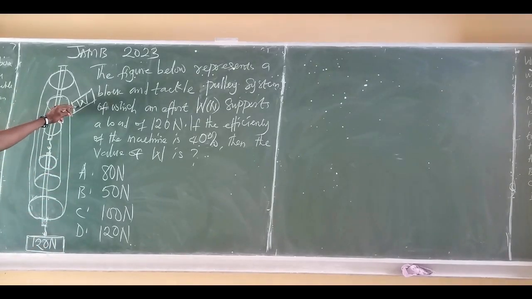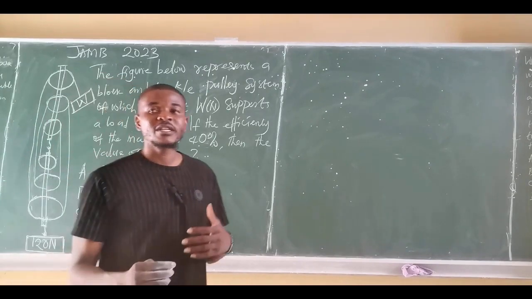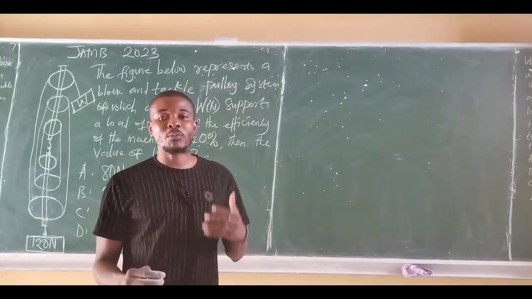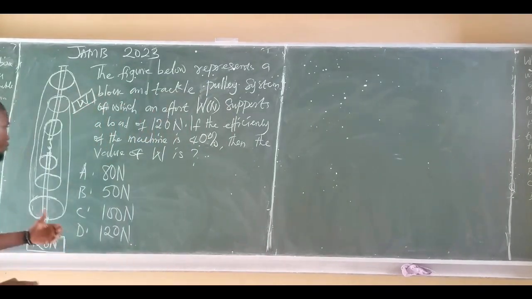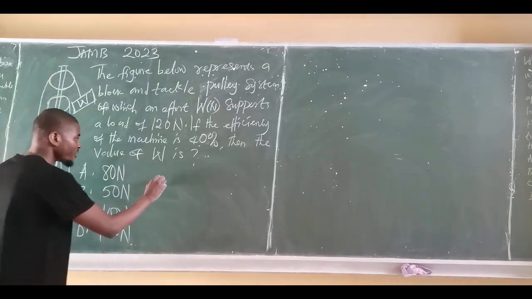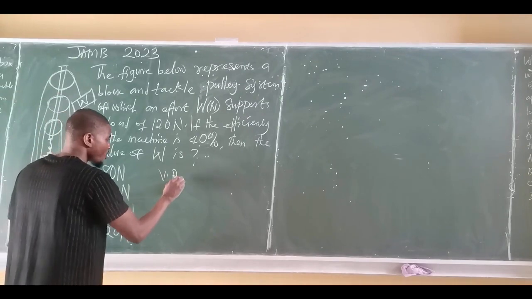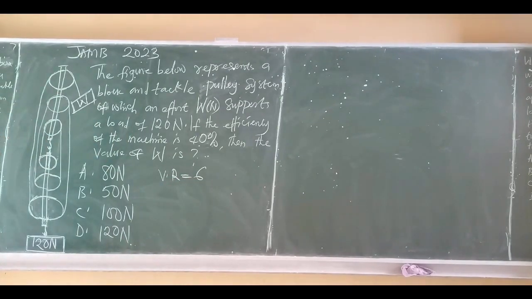W here represents the effort on this block and tackle pulley system. I said that in the block and tackle pulley system, the number of pulleys tells us the velocity ratio of the system. So if you look through this block and tackle pulley system, we have 1, 2, 3, 4, 5, 6 pulleys. So automatically, the velocity ratio is equal to what? 6. So the number of pulleys tells us the velocity ratio.